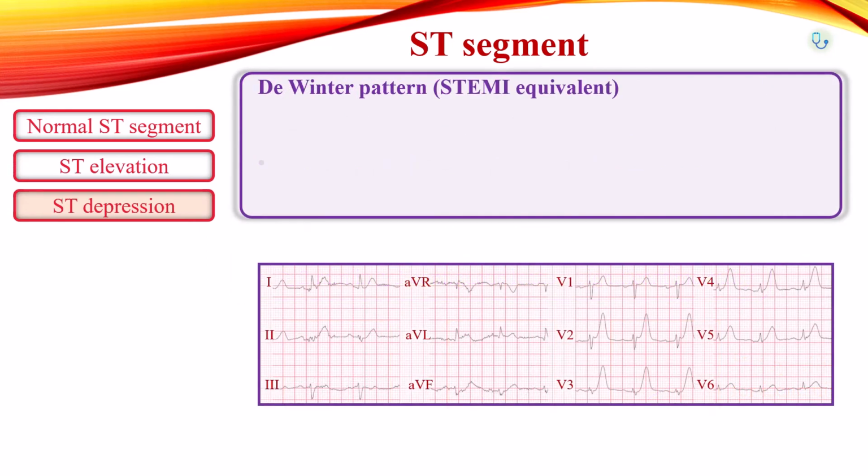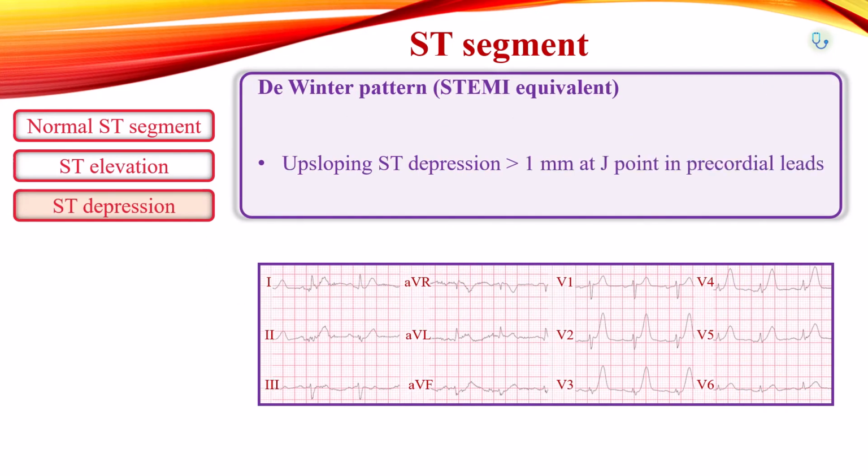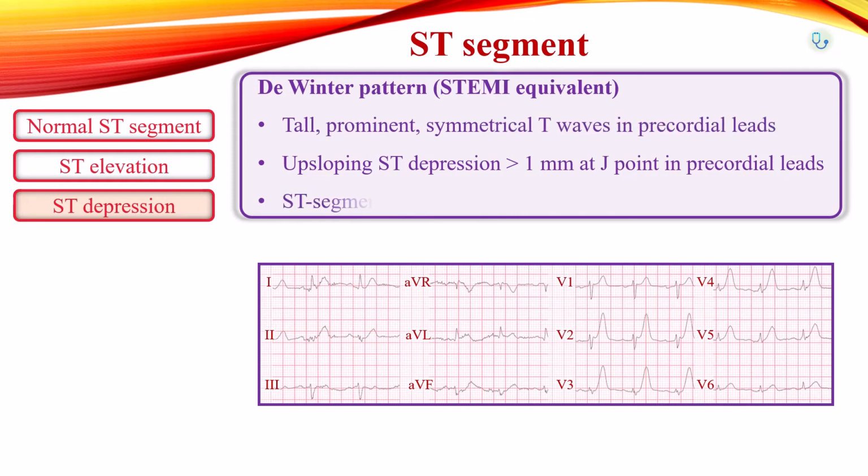However, upsloping ST depression in the precordial leads and tall, prominent and symmetrical T waves, associated with de Winter T waves is considered to be a STEMI equivalent. Additionally, most individuals present ST segment elevation, 1 to 2 mm in lead AVR. De Winter pattern is highly specific for acute occlusion of the left anterior descending coronary artery.